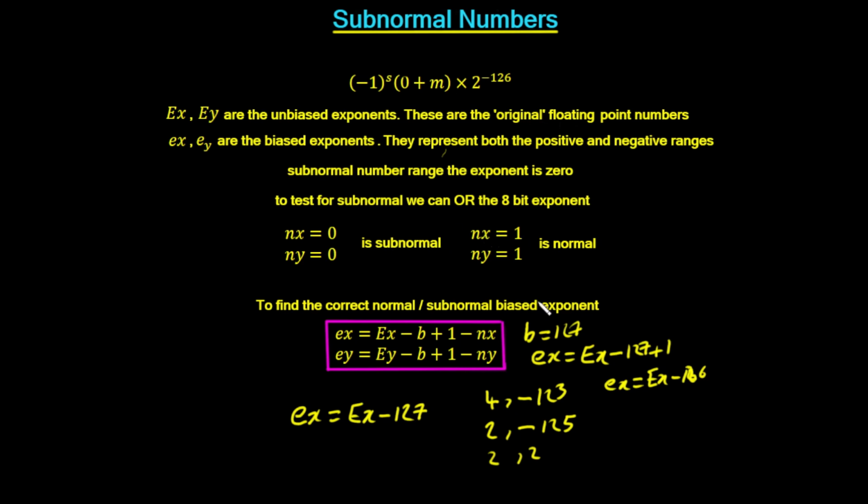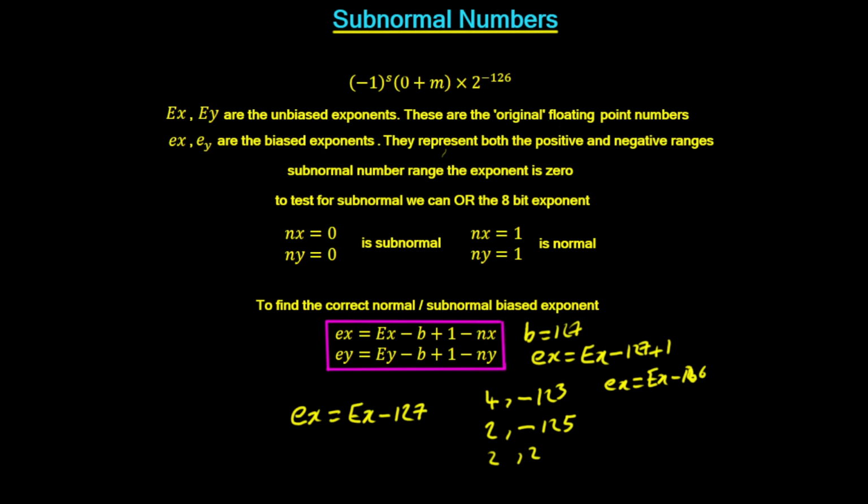Now if we had it the other way around and the value for nx was a 1, that is, it's a normal number, then we wouldn't be subtracting off this extra 1, and that would mean that the exponent would equal EX minus 127, which is what we would expect for a normal number. So it's just a nice little neat mathematical trick in order to get us the correct exponent for both our normal and our subnormal numbers. So take your time and just work through a couple of numbers there and ensure you understand that.